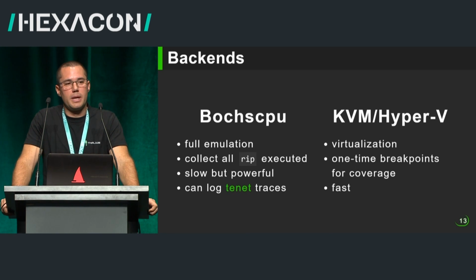What the Fuzz has 3 backends. Bochs CPU for full emulation and better control. It is slow but powerful. This backend is perfect for setting up and debugging the fuzzing campaigns. You can also use it for crash analysis or generating full tenet traces. What the Fuzz also proposes KVM or Hyper-V backends to have a fast fuzzer based on virtualization. Coverage is based on one-time breakpoints for performance reasons.